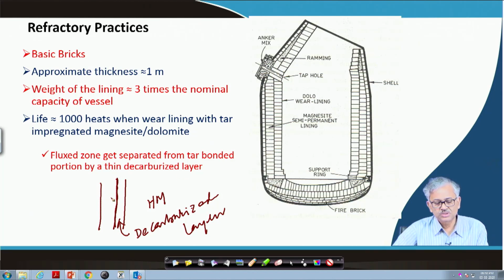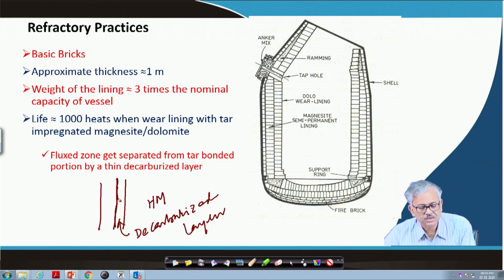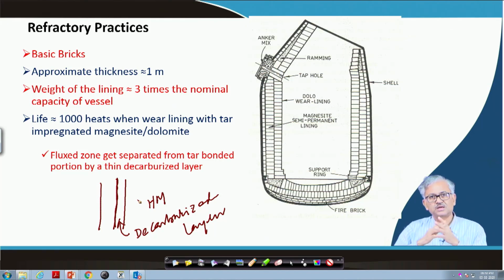This tar bonded portion is this, and this is the hot metal, and this is the decarburized layer. The hot metal cannot penetrate this decarburized layer very efficiently. As a result, the tar bonded portion gets separated from the hot metal, so the hot metal cannot erode the tar bonded refractory so quickly. As a result, your life can be around 1000 hits.